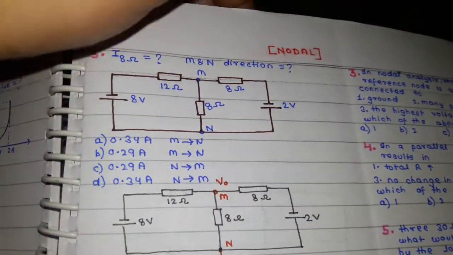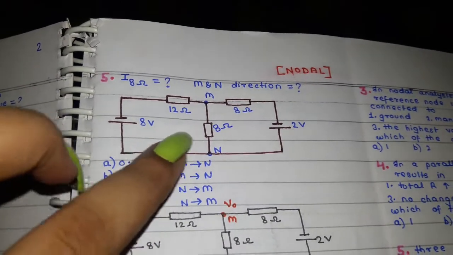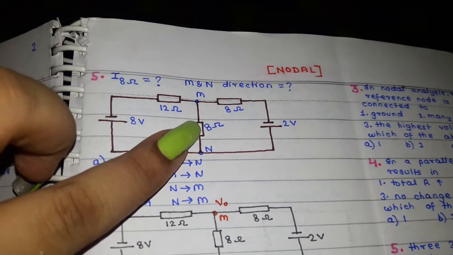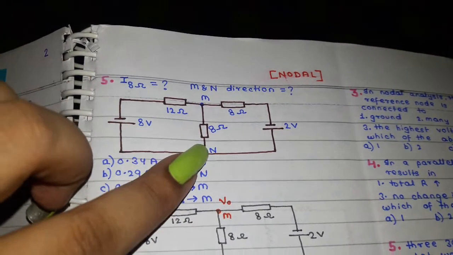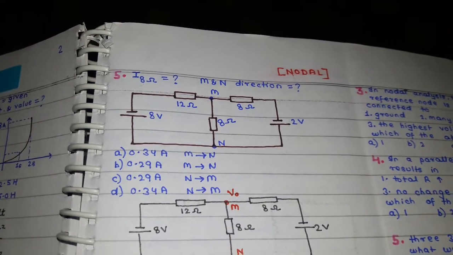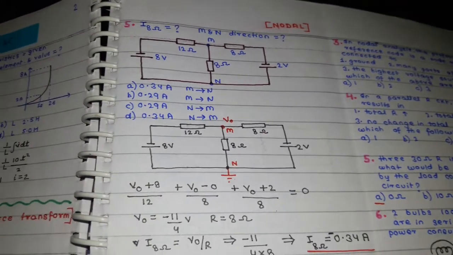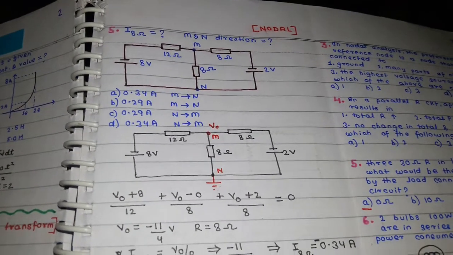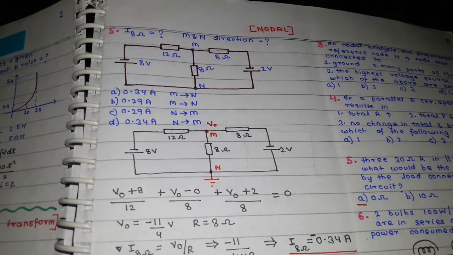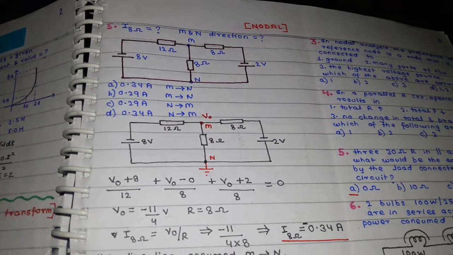The next question, again from the year 2017, is this. This is your given circuit and they are asking what is the value of current passing through this 8 ohm resistance, and the direction of the current as well, whether it is from M to N or N to M. So these are your options. Now we are going to apply nodal analysis, and if you have some worries regarding nodal analysis, I will be mentioning the video of nodal analysis in the description box, so make sure you check the description box.